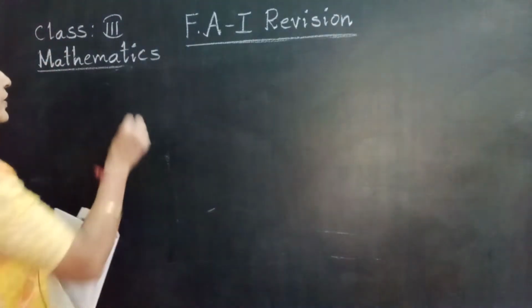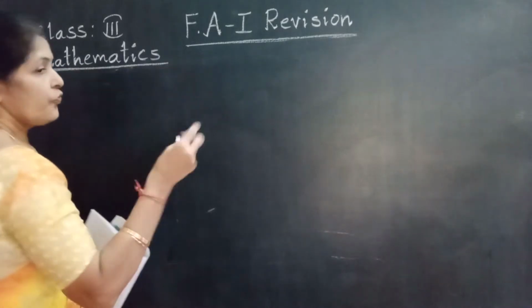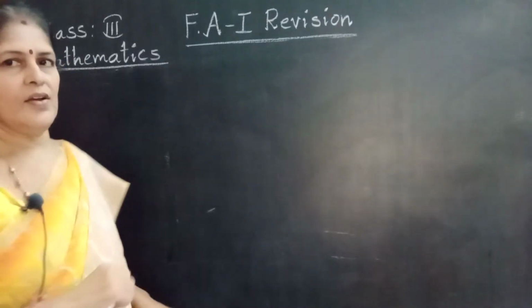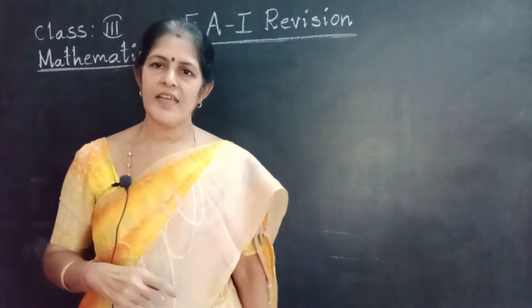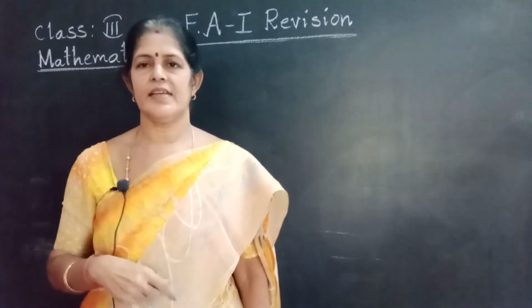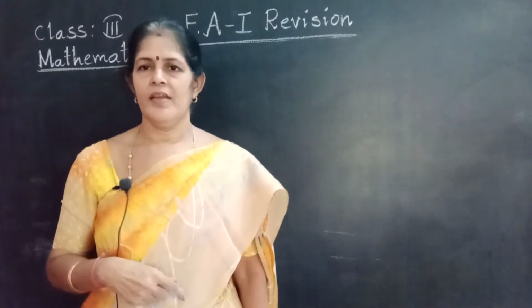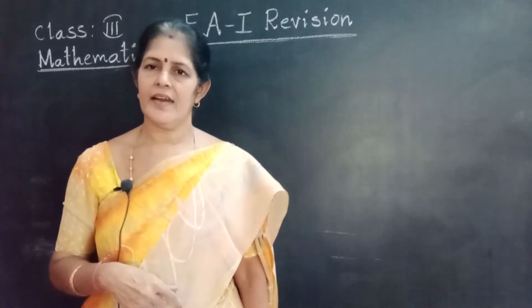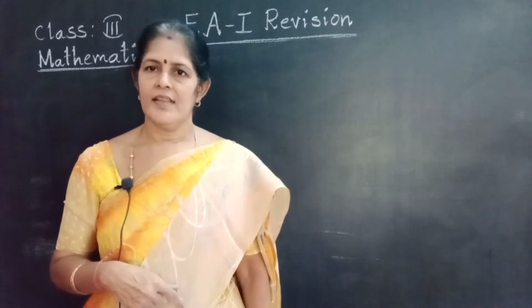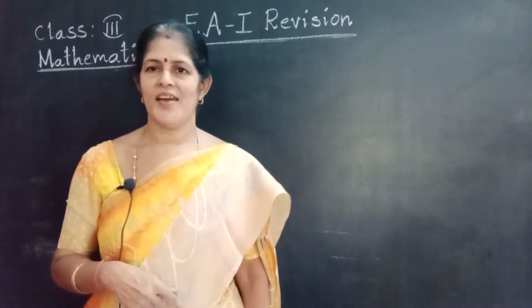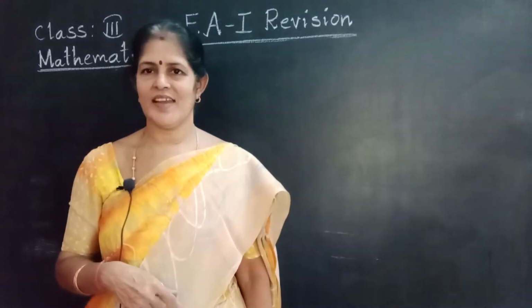First one, number names of 4-digit numbers. 1000 is the first 4-digit number and the smallest 4-digit number. 9999 is the last 4-digit number and the greatest 4-digit number.